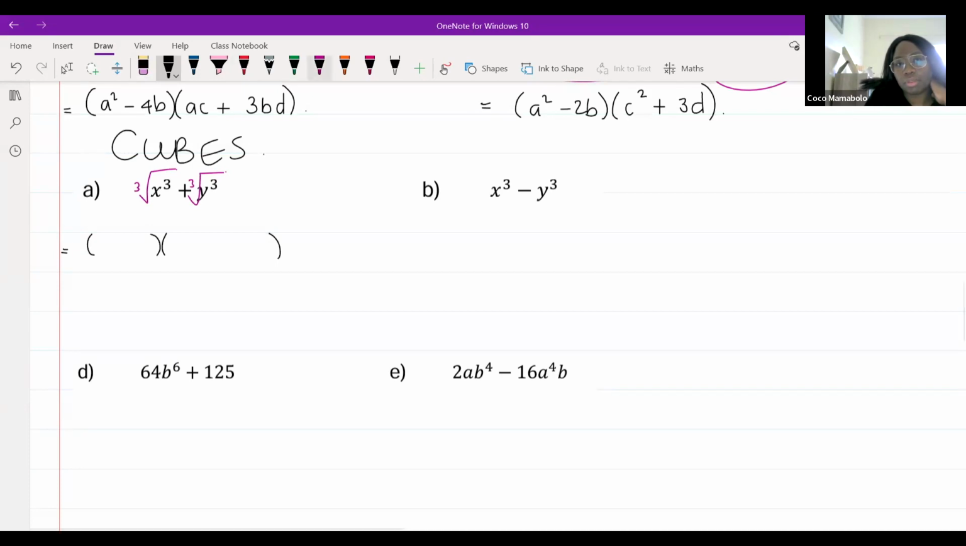Ma'am, won't it just be x? It is. It's just x. The reason why it's just x is because the cube and the cube root will cancel out, and I'll just have x left. Okay, so this part will just be x. And then what about y cubed? What is the cube root of y cubed? Ma'am, it's y. Correct. So we're just going to go plus y.